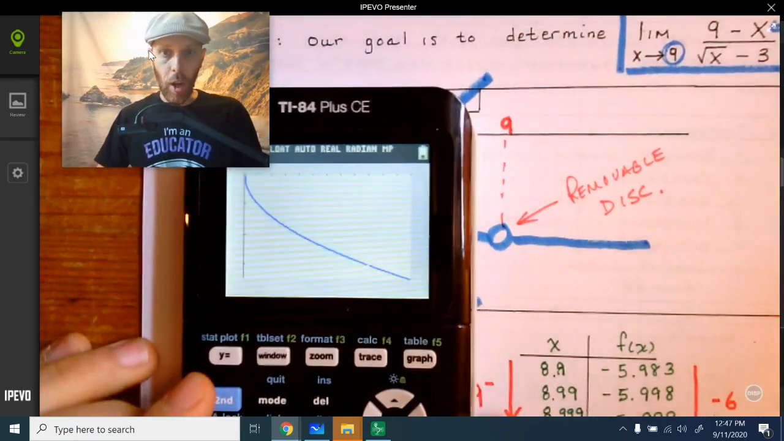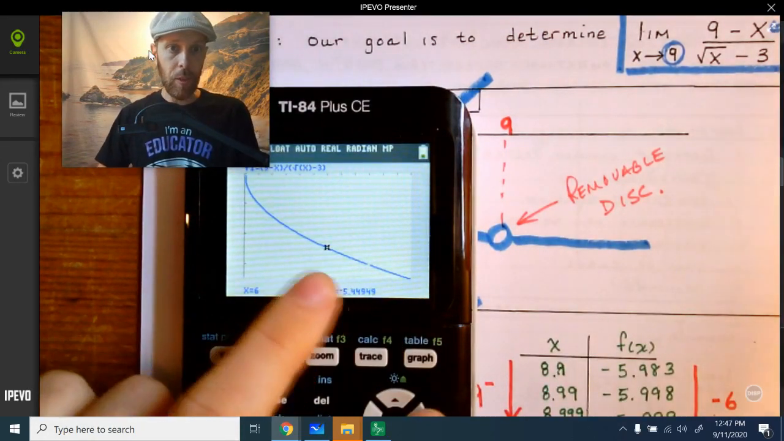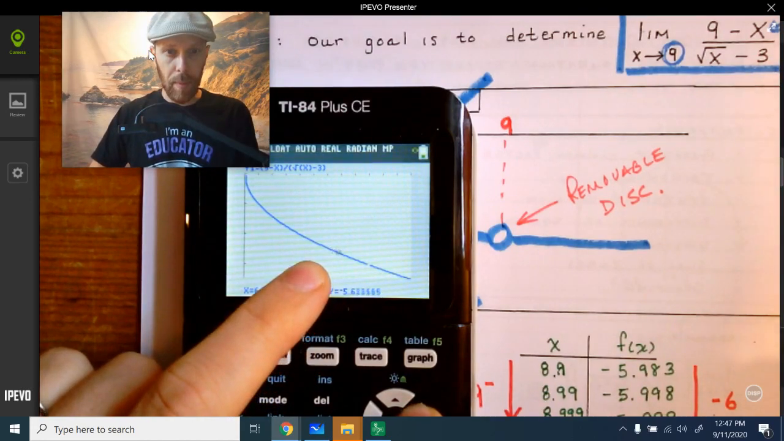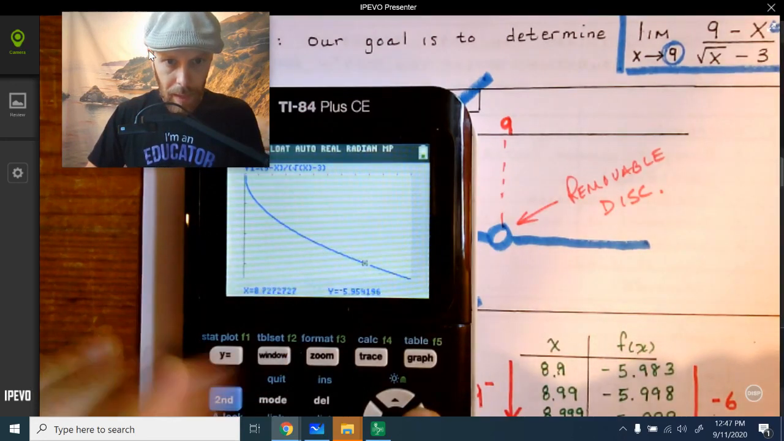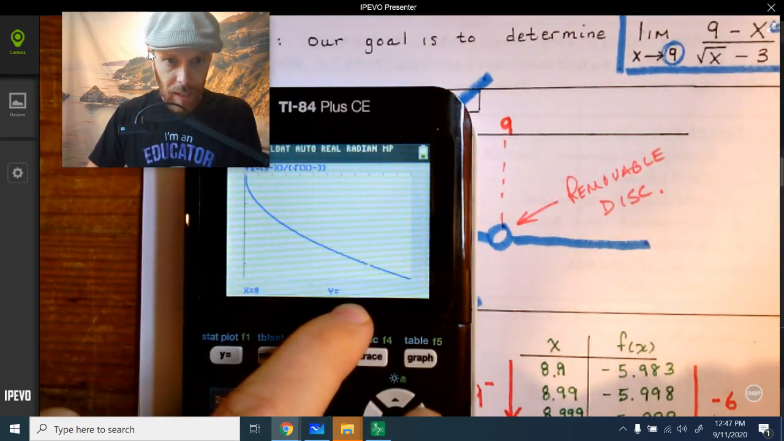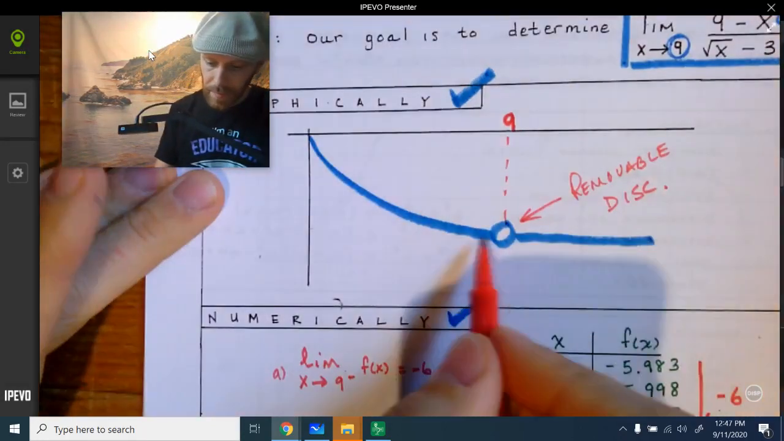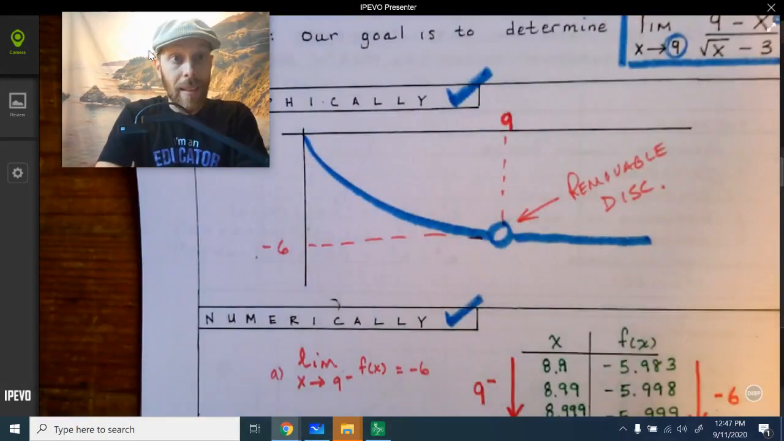Now, if you didn't know what the Y value was that goes with it, you'd hit the trace button, and you get the little space invader dude, and you would go, and we can see that on either side, it's getting really close to -6. So we could identify the limit that way.